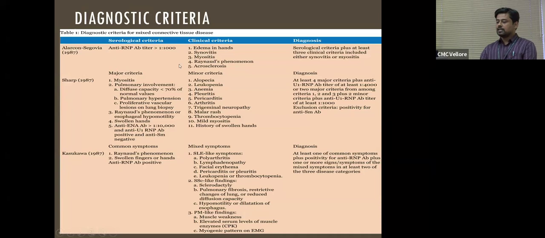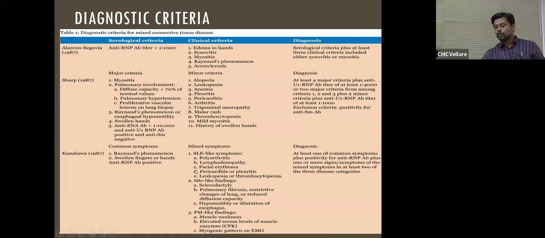So this is the criteria which is mostly followed, while these are the other criteria, Sharp criteria, which is not the best. And this, the Kusukawa criteria, is supposed to be one of the most sensitive criteria. So in this criteria, you need to have at least one of the 2 common features, which is Raynaud's or swollen fingers or hand, and then you have antibody positivity, and then you have features from at least 2 out of the 3 syndromes, that is SLE-like syndrome, systemic sclerosis-like syndrome, and the third one being polymyositis-like syndrome.